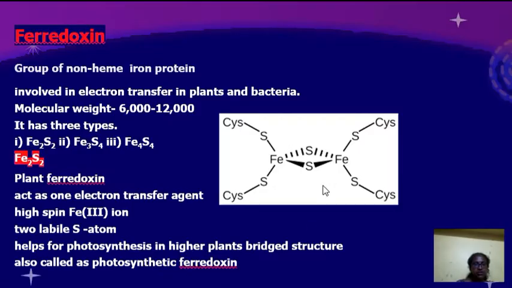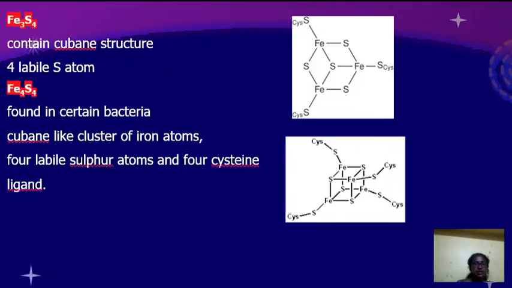This is the structure of the Fe2S2. Here two sulfur atoms are attached in bridged form, whereas the remaining two sulfur atoms are attached in non-bridged form with cysteine sulfur residues.